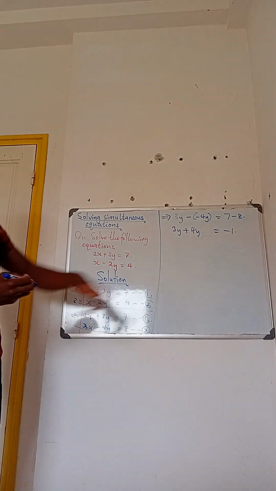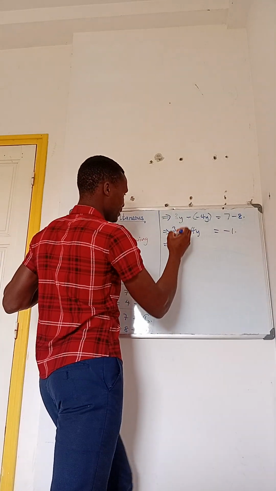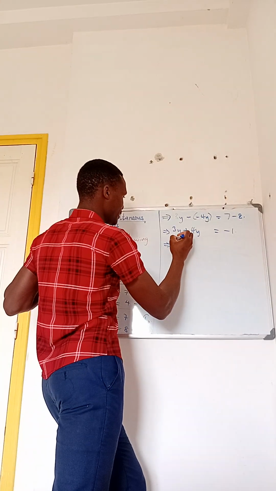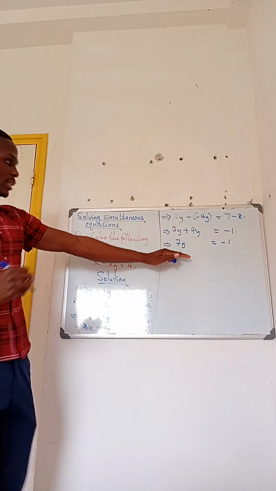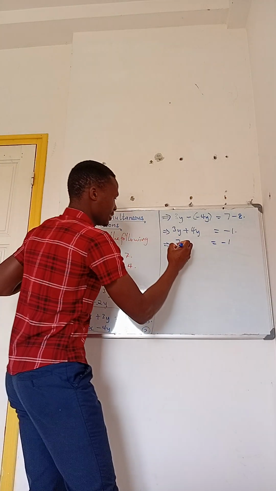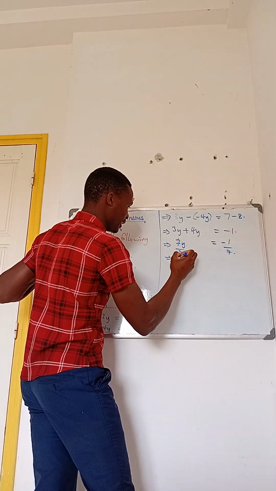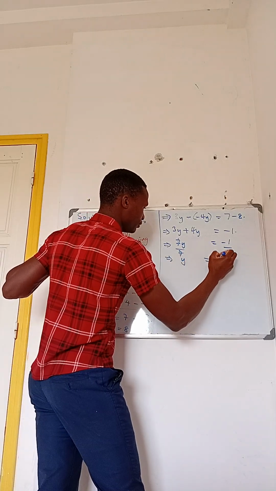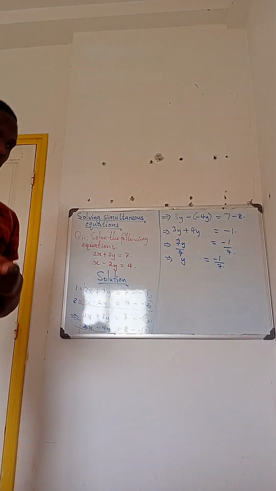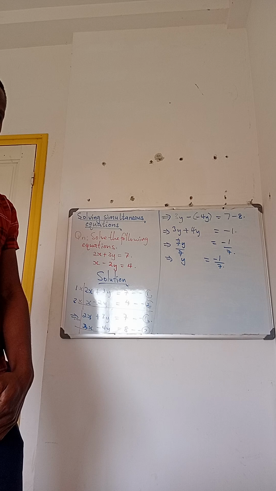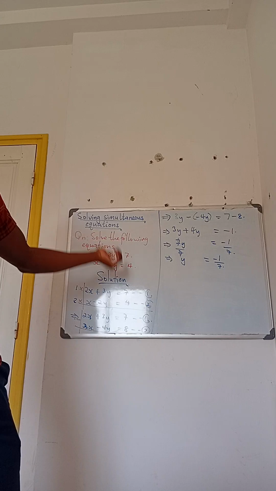Okay, so we now simplify these like terms. So this implies that 3y plus 4y is 7y, which is equal to negative 1. We then divide by 7 on both sides. Divide by 7, divide by 7. So this will cancel and gives us y is equal to negative 1 over 7. So we have found the value of y. So what's next now is to find the value of x.